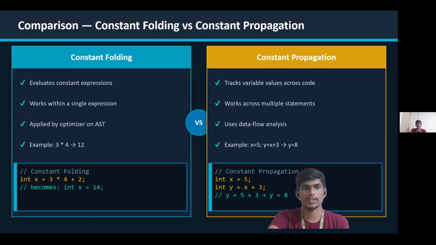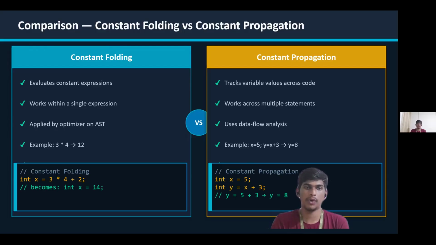understand with an example. Here in the code for constant folding, x equals 3 times 4 plus 2, which becomes 14. And in constant propagation, x is initially 5, and we use x beforehand to get the value of y. Then y equals x plus c, which will be 5 plus c, since we are using the x value beforehand. So it uses data flow analysis.